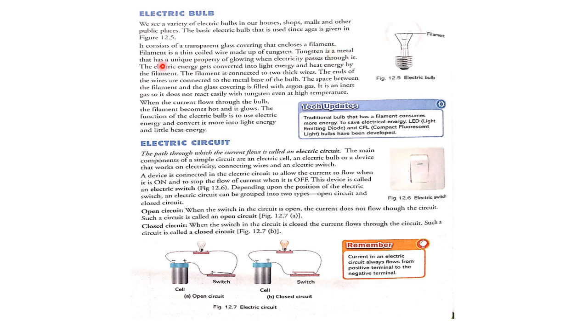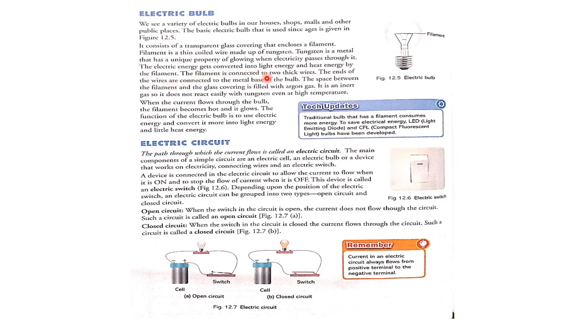Tungsten is a metal that has a unique property of glowing when electricity passes through it. So this tungsten has a unique property. It glows when electricity passes through it. The electric energy gets converted into light energy and heat energy by the filament. So the electricity that passes through this filament is converted into light energy and also heat energy.